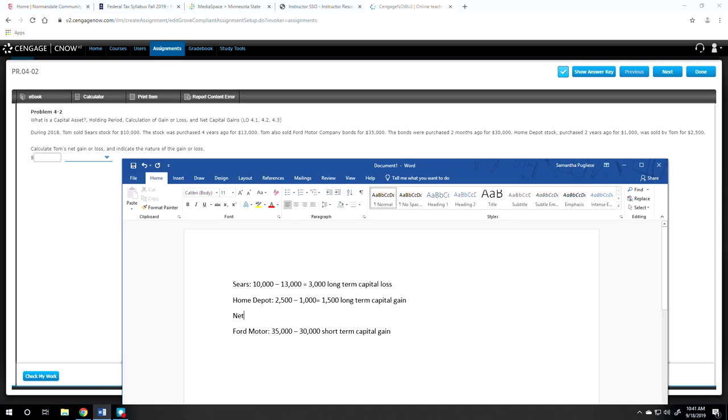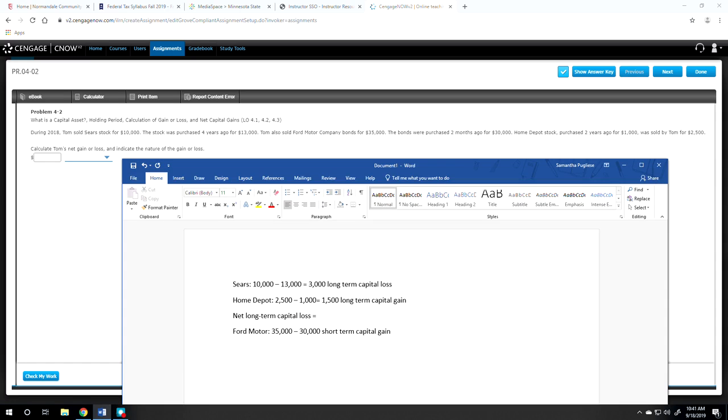So we have a net long-term capital, is it a gain or a loss? It's a loss, right? Because this number is bigger than this number. The loss is more than the gain. So we have a net long-term capital loss.